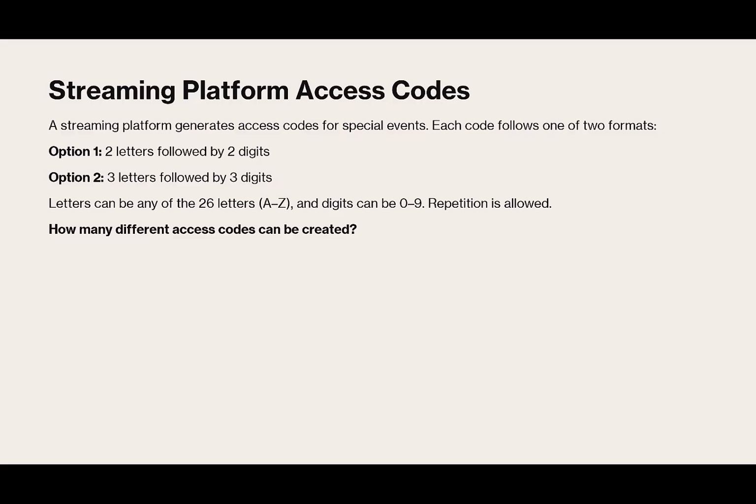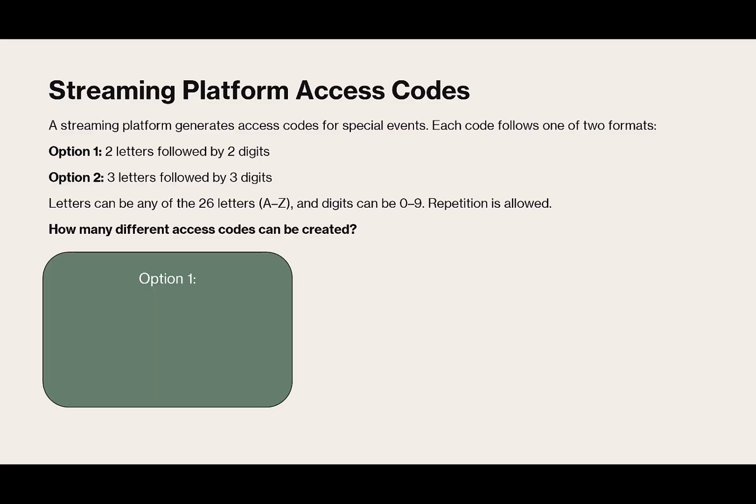Well, we have to go back to those 2 options. In option 1, we need to pick 2 letters and then 2 digits. The letters each have 26 choices, the digits each have 10 choices, so we have 26 times 26 times 10 times 10. And notice we're using the multiplication principle or fundamental counting principle within our addition principle. 26 times 26 times 10 times 10 comes out to a total of 67,600.